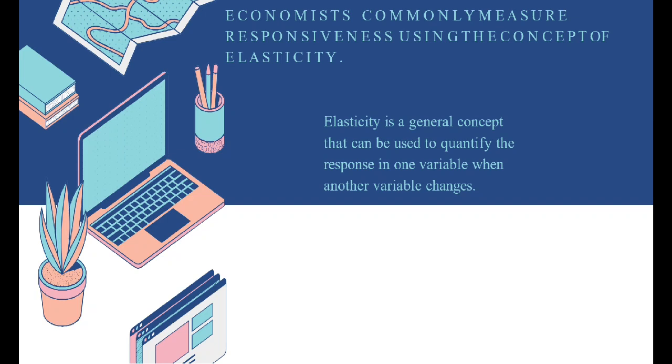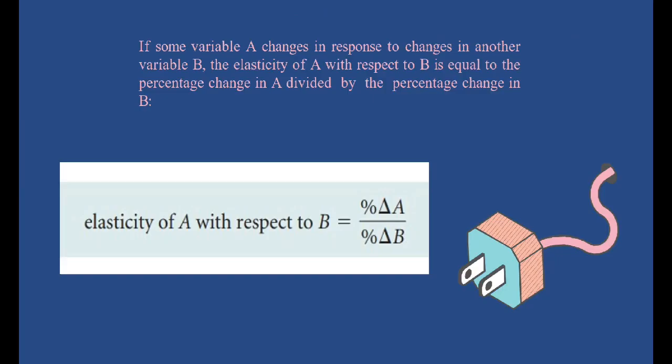Elasticity. Economists commonly measure responsiveness using the concept of elasticity. Elasticity is a general concept that can be used to quantify the response in one variable when another variable changes. If variable A changes in response to changes in another variable B, the elasticity of A with respect to B is equal to the percentage change in A divided by the percentage change in B, or elasticity of A with respect to B equals percentage change in A over percentage change in B.